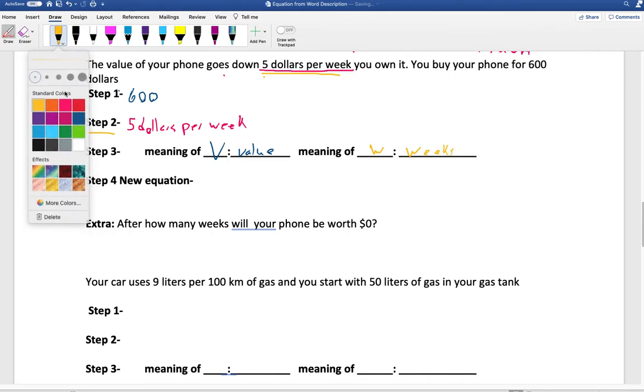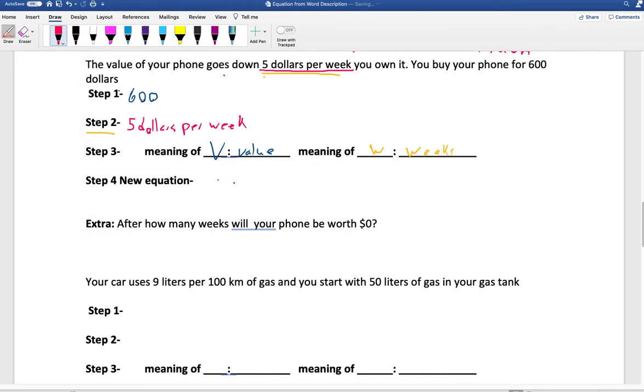And if we write the equation, we're going to get our value equals 600 minus 5W. Okay? So 600 minus 5W. So $5 per week. And our extra question here is, after how many weeks will your phone be worth $0?